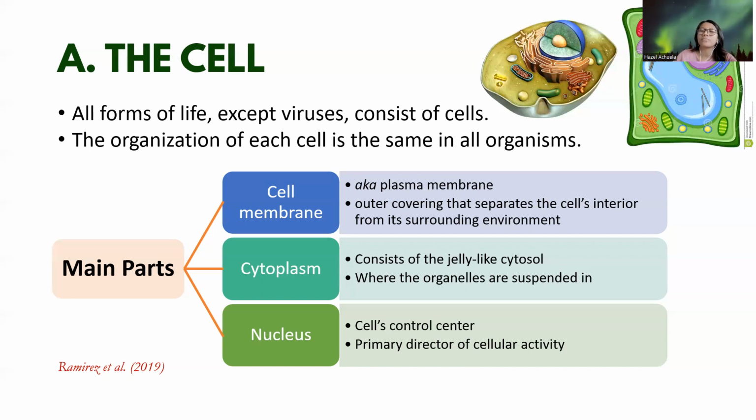Because the nucleus has the chromosomes, and the chromosomes are the carriers of hereditary materials, and the hereditary or genetic material contains the information or the messages that will be transcribed and translated at the end of the translation process. All right, so those are the 3 main parts of the cell: cell membrane, cytoplasm, and nucleus.